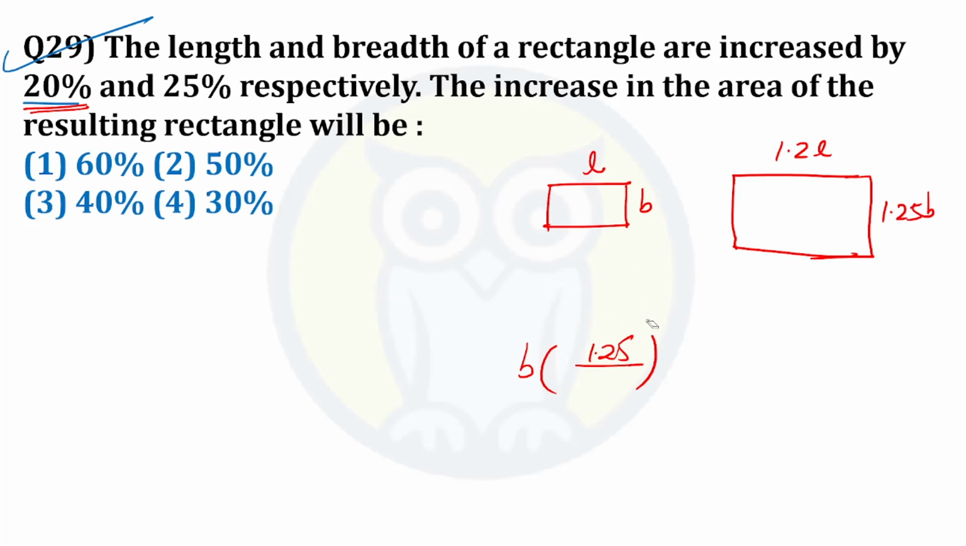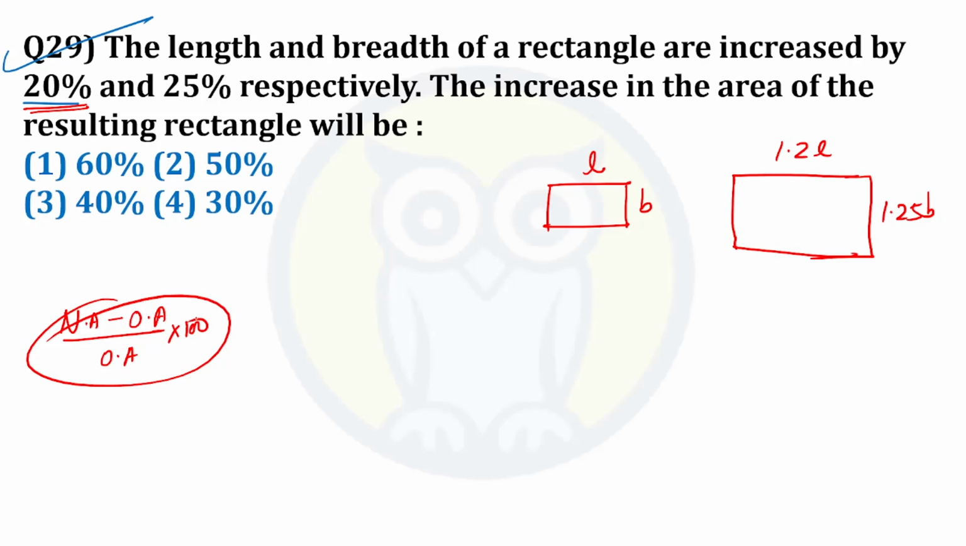Now the increase in area. The formula for change percentage is new area minus old area, by old area, into 100. This is the percentage change formula. The old area is simply length into breadth, LB. The new area is 1.2L into 1.25B.